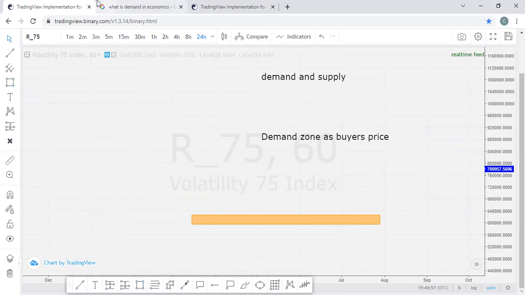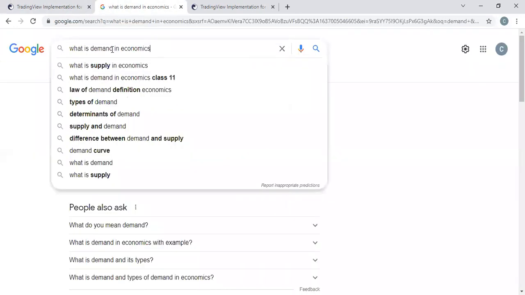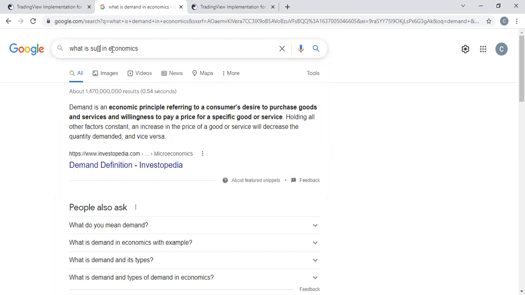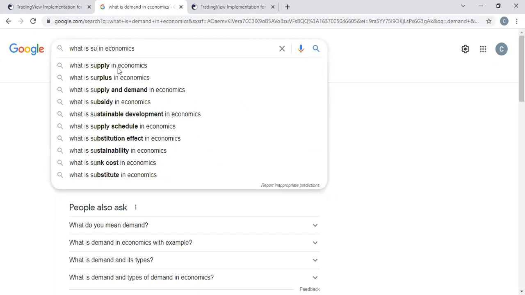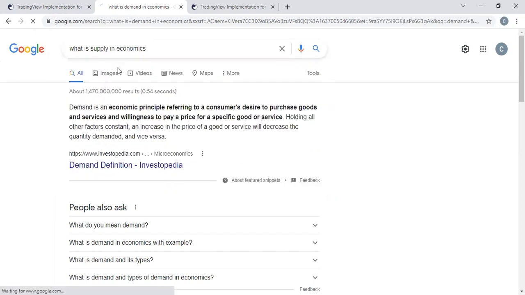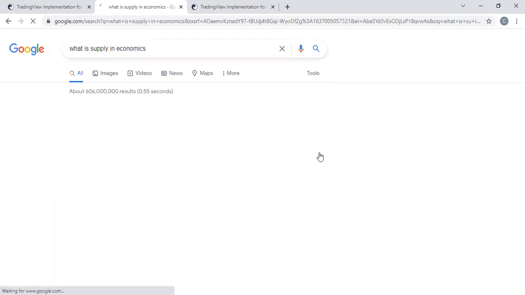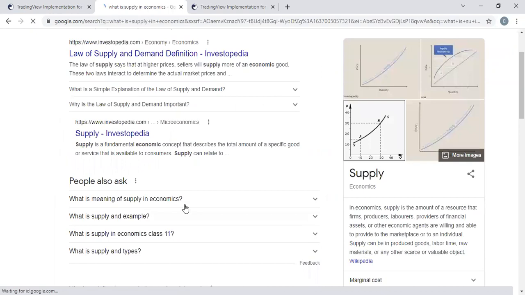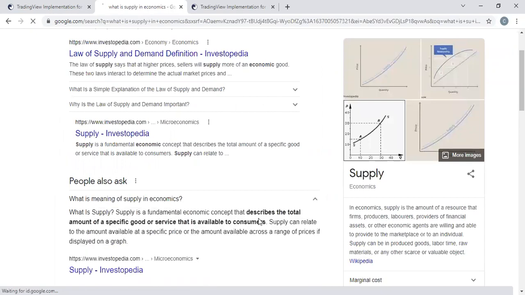And then what is supply? A supply zone is simply the opposite of a demand zone. The supply zone is simply a seller's price. But let's look at the economic definition. What is supply in economics? Look at the definition here. It describes the total amount of specific goods or services available to customers.